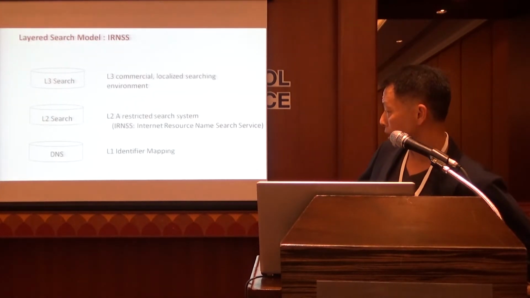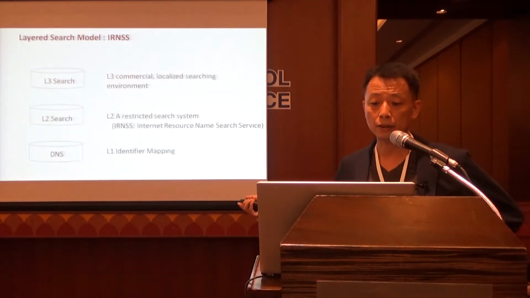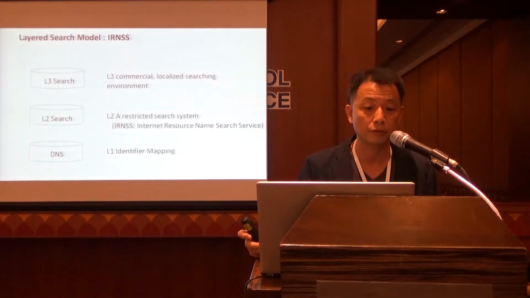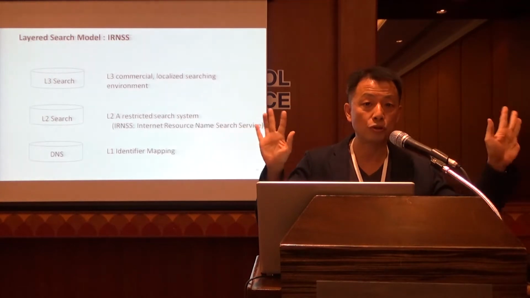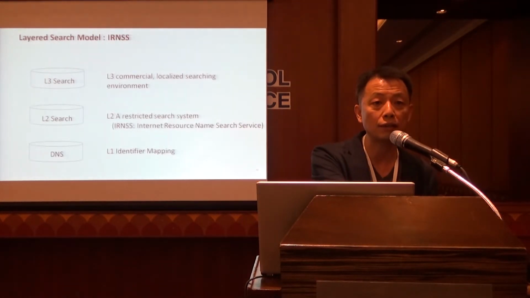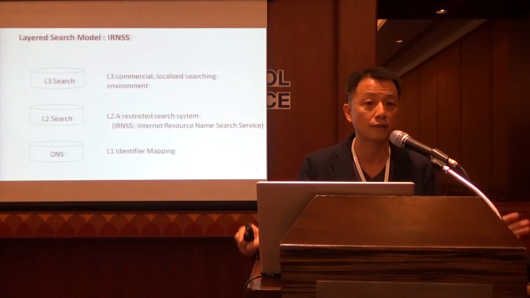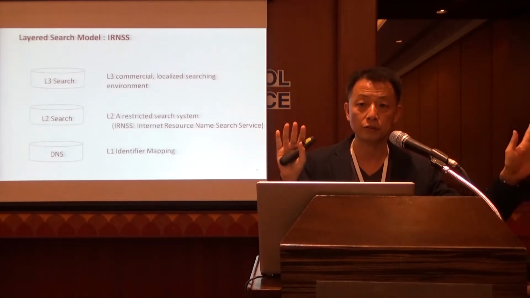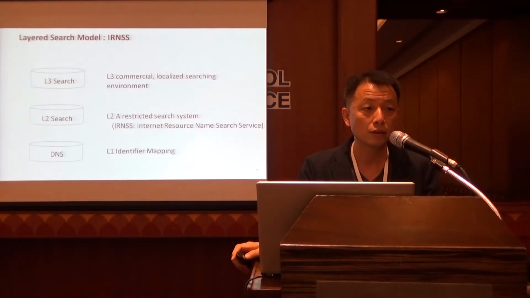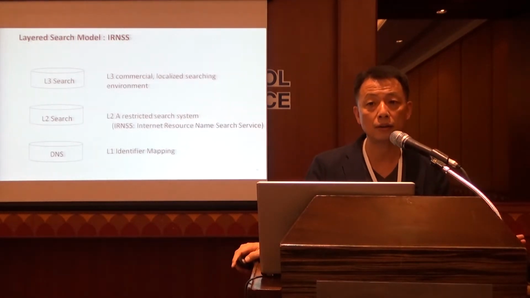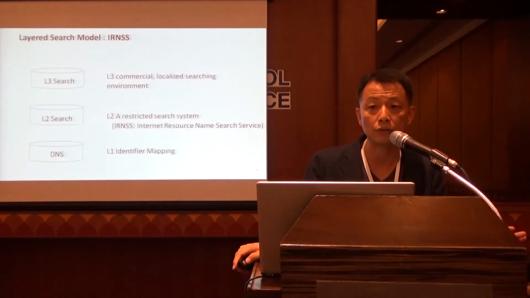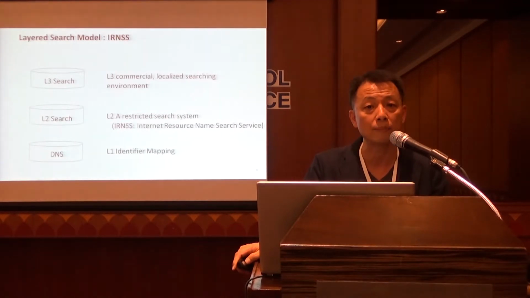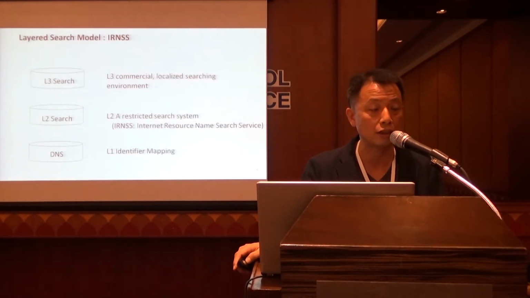First layer, as we mentioned, DNS. We can say DNS is an identifier mapping, because it's just doing very simple things: directly mapping a domain name to an IP address. So it doesn't provide any intelligence at all. DNS is just a name and address. A lot of people tried to make DNS smarter, but eventually that effort didn't work out, because DNS doesn't have that capability and was not designed to provide that kind of intelligence.